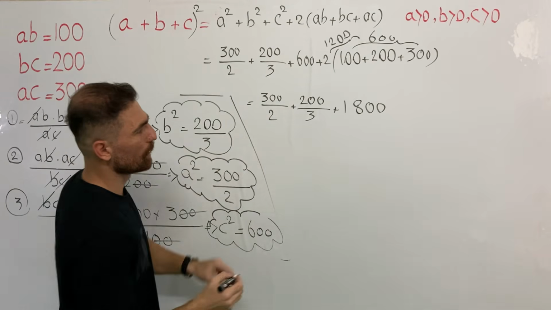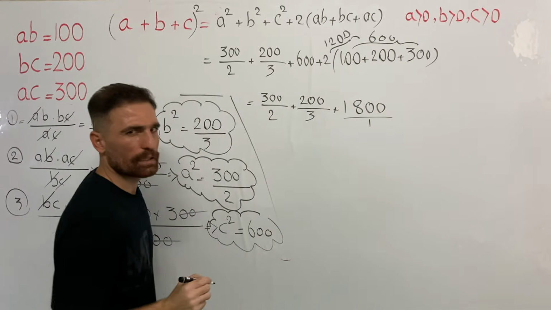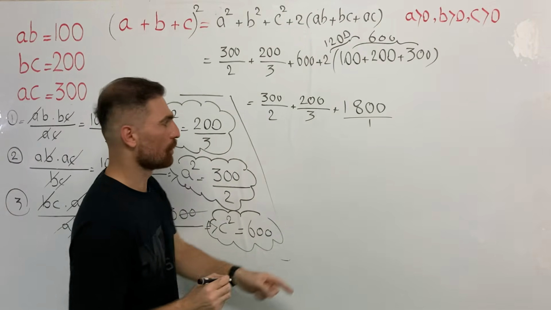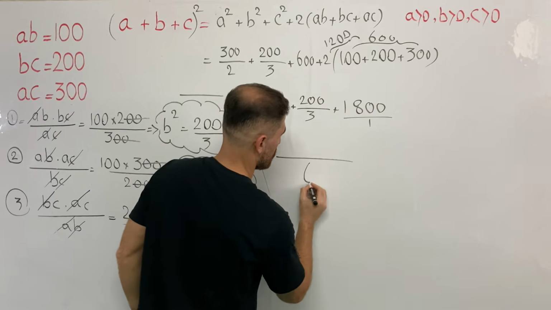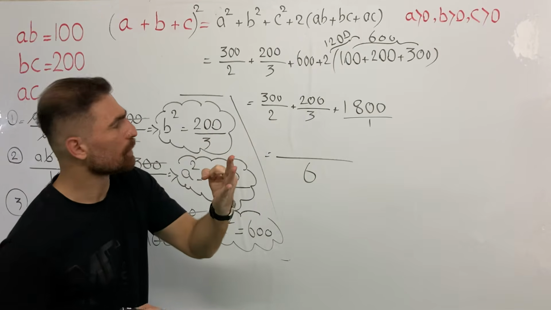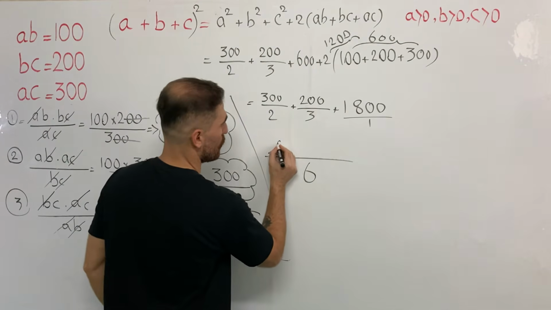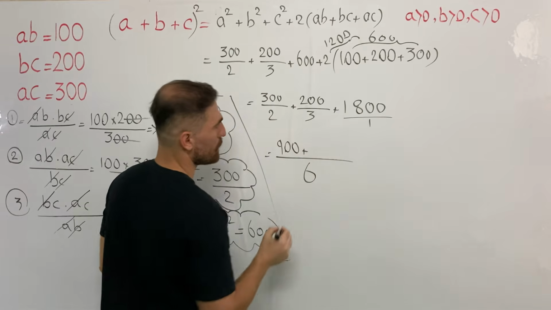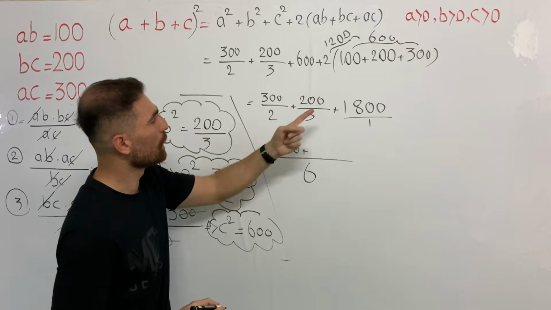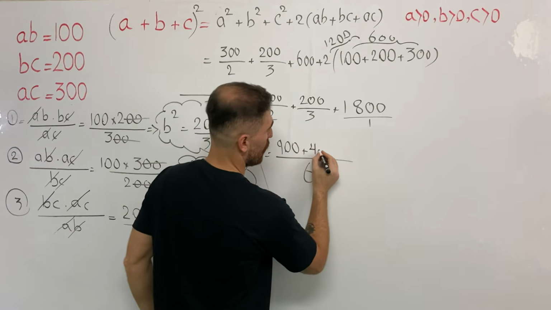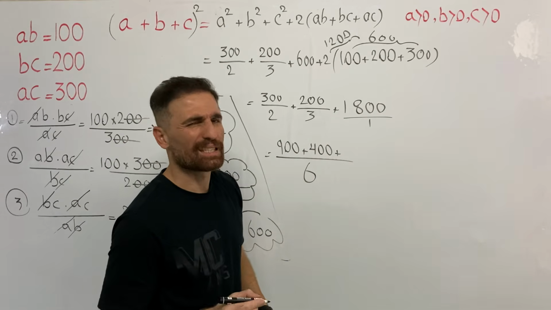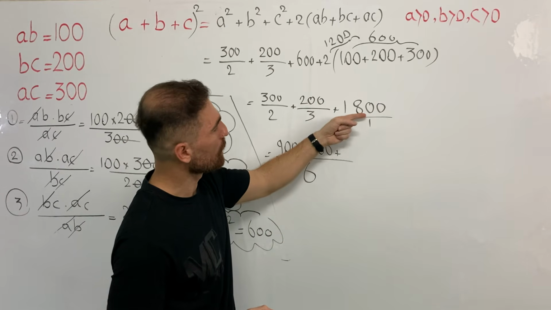Now how can we add them? Look here, 2, 3. This is 1. What is the common denominator between 2, 3, and 1? Right, 6. I write it here. 6 divided by 2, 3, times 300, 900, plus 6 divided by 3, 2, multiplied by 200, 400, plus 6 divided by 1, 6 times 1,800.